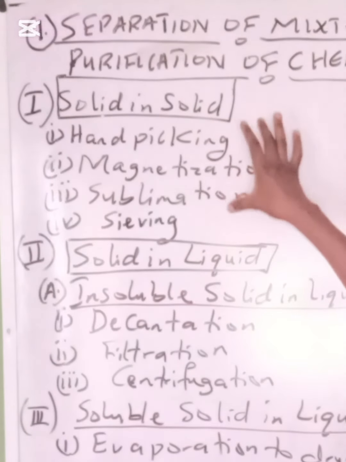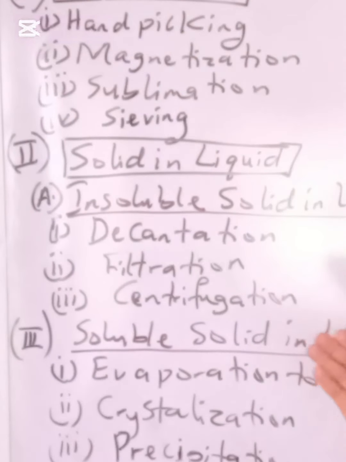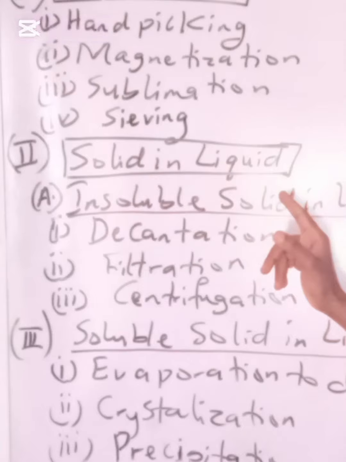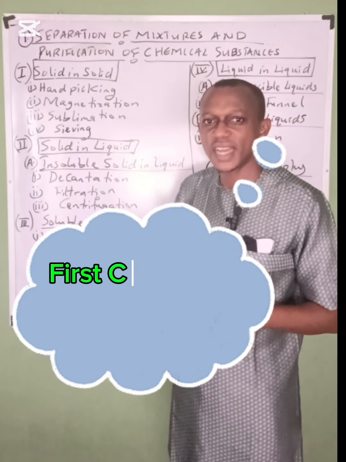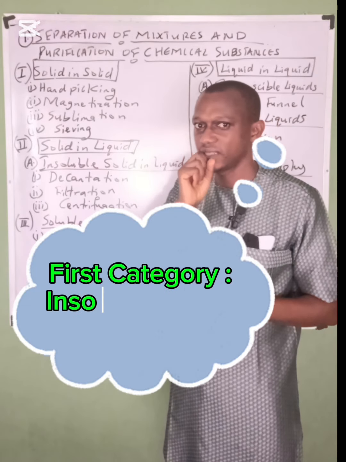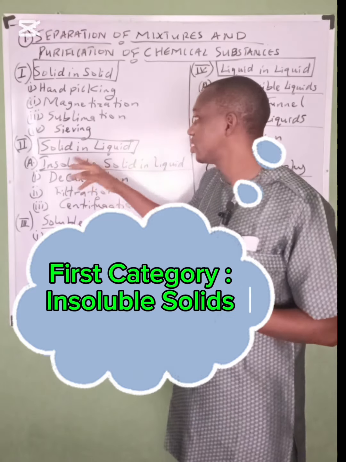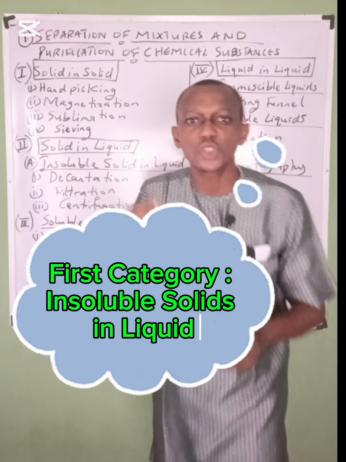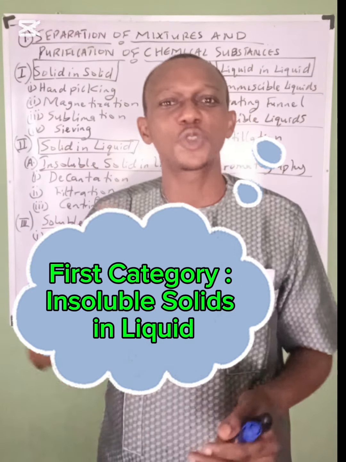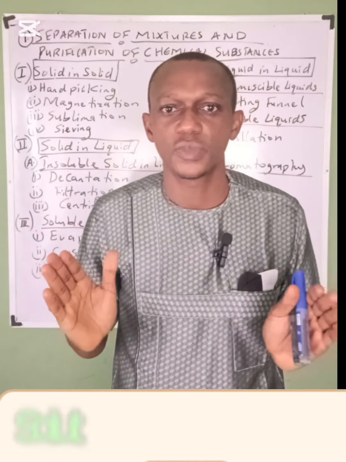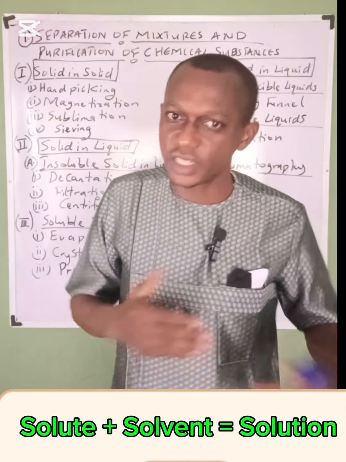Everything I've said now is dealing with solid in solid. Let's now go to solid in liquid. Talking about solid in liquid, there are two categories under that. The first category is insoluble solid in liquid. Some solids, we put in liquid in order to give us a solution. They will not give a true solution, they will not dissolve, because solid is a solute, liquid is a solvent.